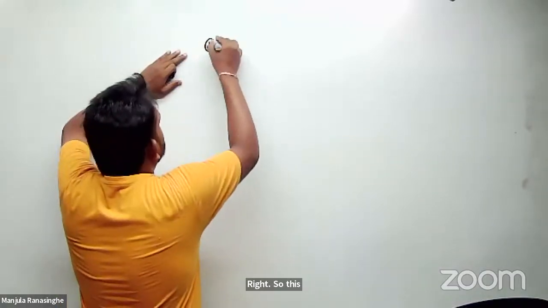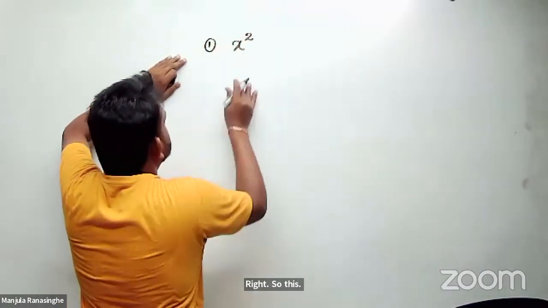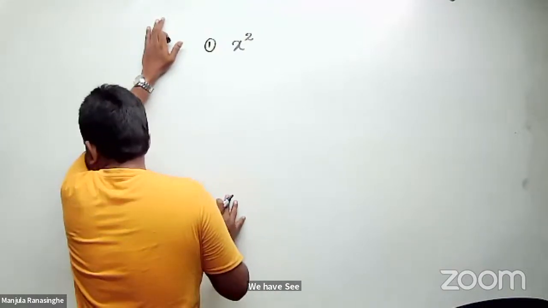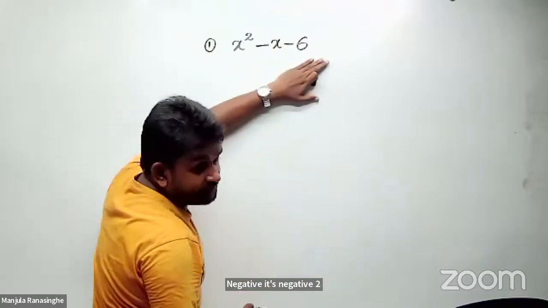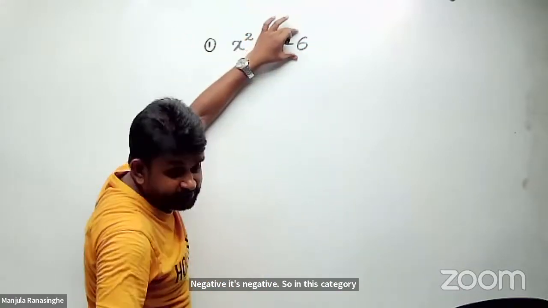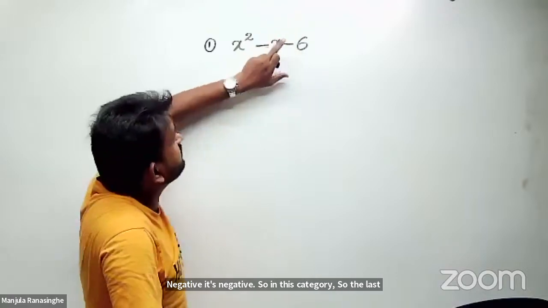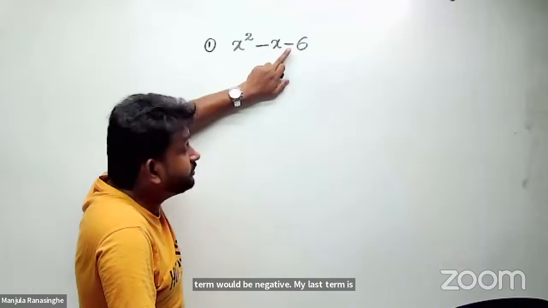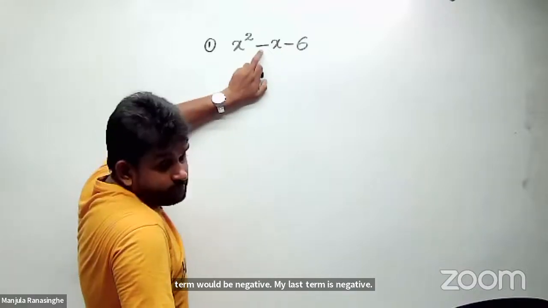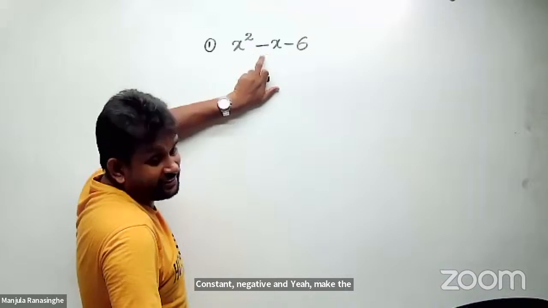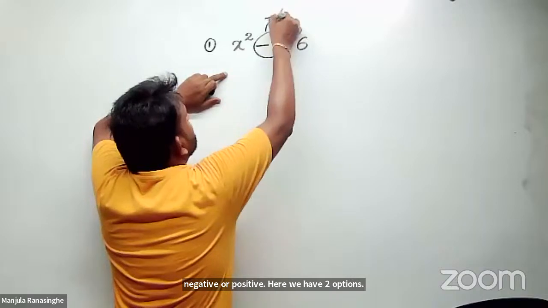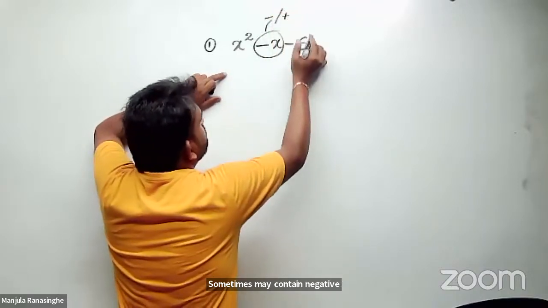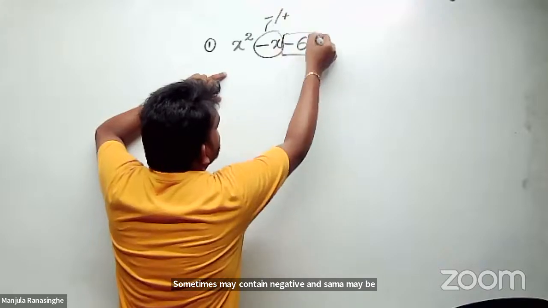Right. So in this category we have x squared, negative x, negative 6. So in this category the last term would be negative. The constant term is negative, and the middle term may be negative or positive. Here we have two options. Some terms may contain negative and some may be positive. But the specialty is that the last term is negative.